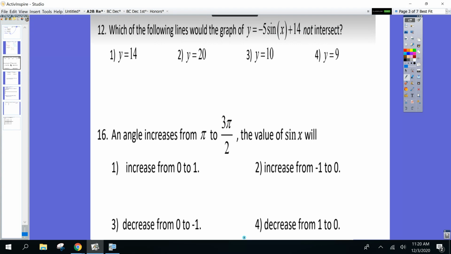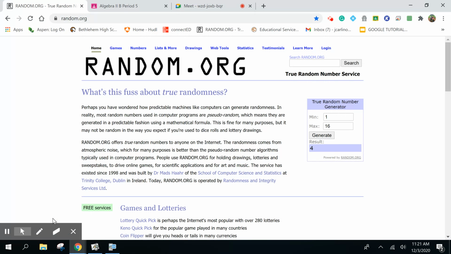Number 12. We've done these a couple times. You'll see another one tomorrow. Which one of these 4 will not intersect this graph? The only way to do that is to find the range. I have to know what it goes down and up to. So someone's going to talk to me about what the range of -5 sine x plus 14 is, so I can figure out which line's not going to intersect it.